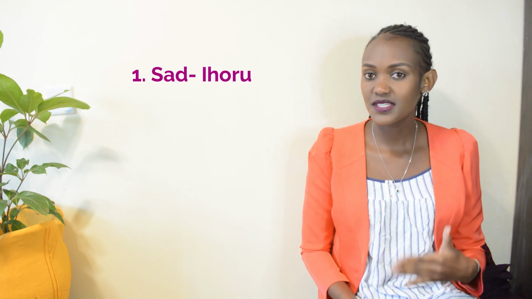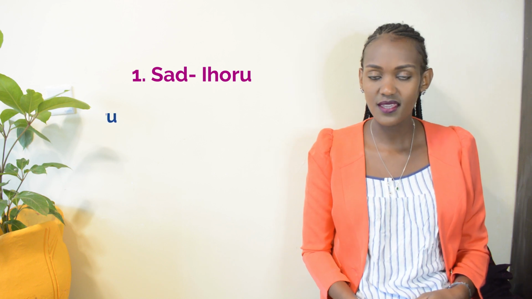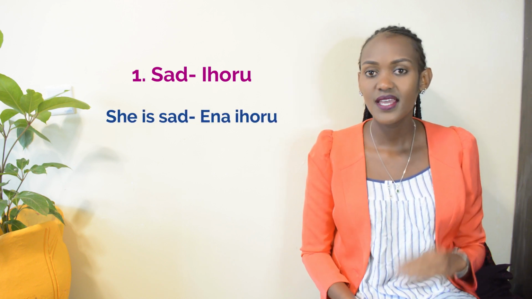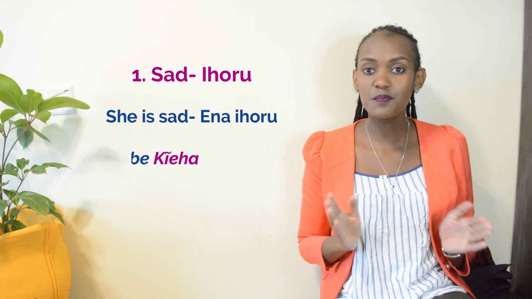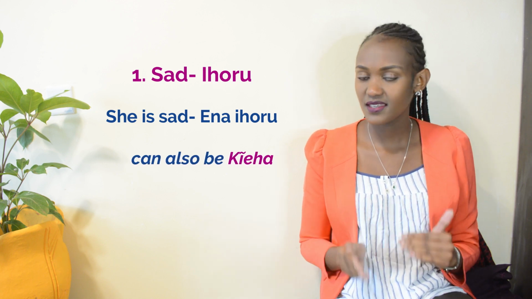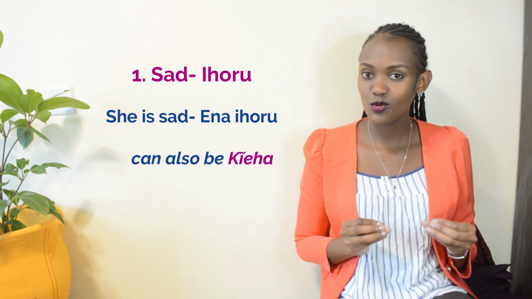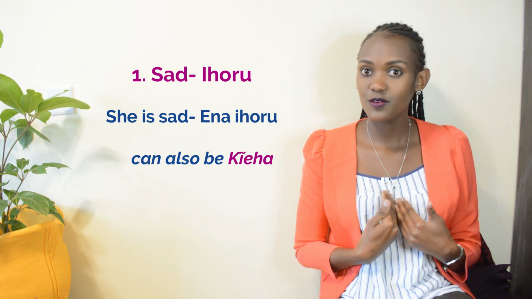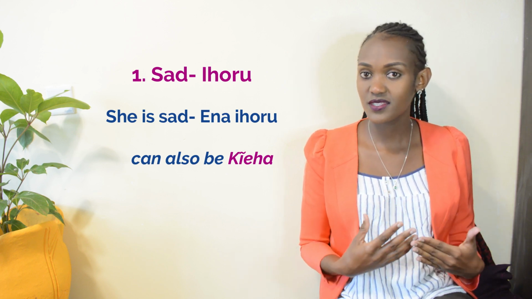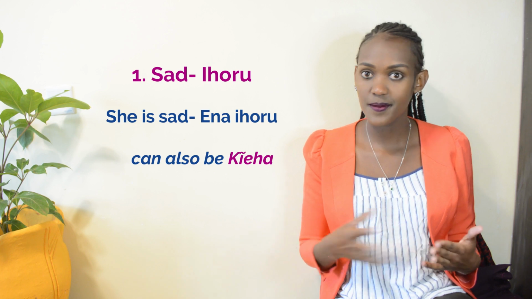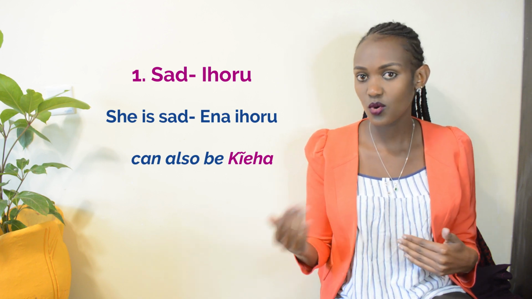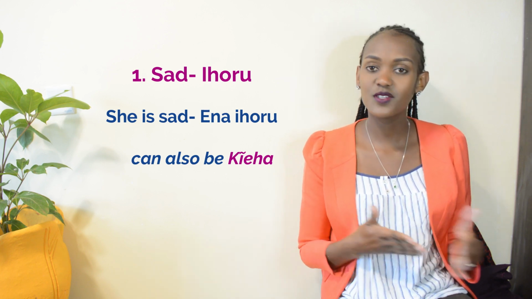The first emotion that we are looking at is sadness. When someone is sad, in Kikuyu we say ena ihoru. Some people may say that it is keha. That can also mean sorrow. For example, if I would say I am sad, I would say dena keha or dena ihoru. You can use either ihoru or keha.